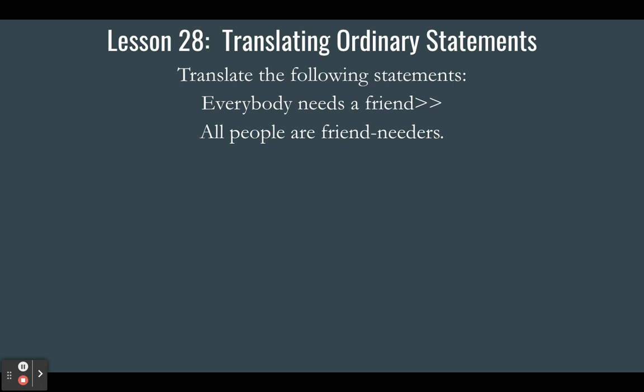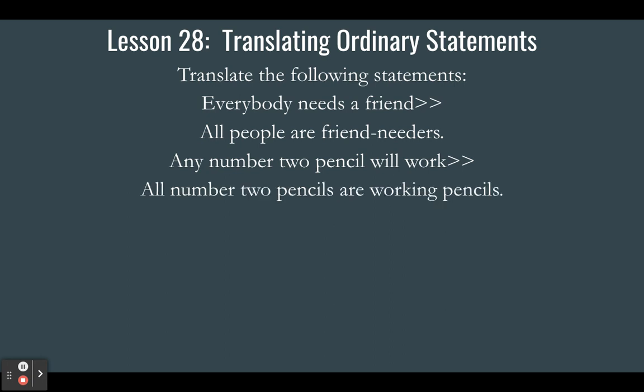Again, hopefully we're starting to think, shout out to Ava Gray, these are things we can actually use, because people might say to us, everybody needs a friend, right? Those are sentences we've probably said, and now we know how to translate them into standard form. How about this one? Any number 2 pencil will work. What are we talking about? Number 2 pencils. How much of that group? All of them. So all number 2 pencils are pencils that will work, right?